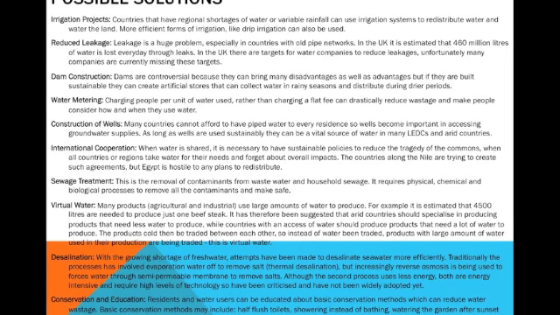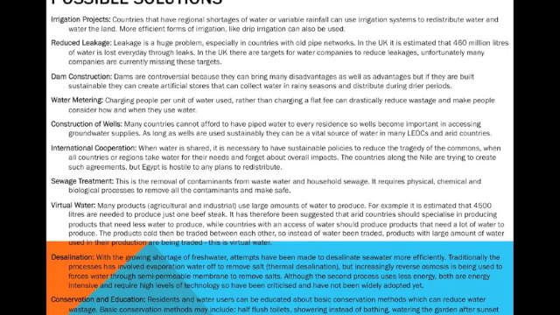Also, desalination. With the growing shortage of fresh water, attempts have been made to desalinate seawater more efficiently. Traditionally, the processes have involved evaporating water off to remove salt, so this is thermal desalination. But increasingly, reverse osmosis is being used to force water through semi-permeable membranes to remove salts. Although the second process uses less energy, both are energy intensive and require high levels of technology, so have been criticized and have not been widely adopted yet. But I guess you don't really need to be able to explain this scientifically. You can just say desalination, so when you remove the salt from water to make it usable.